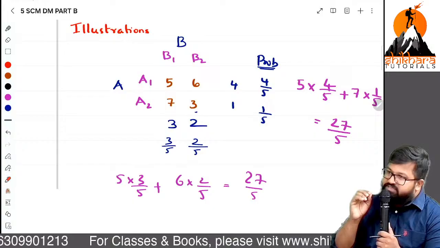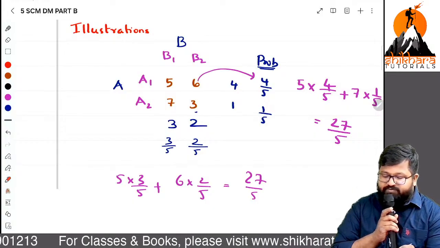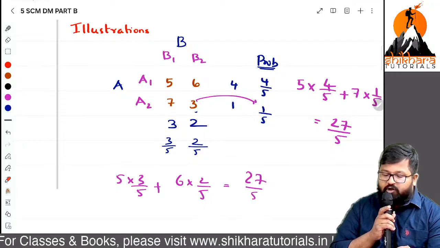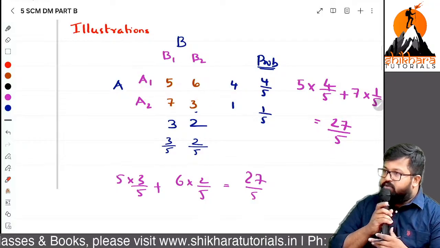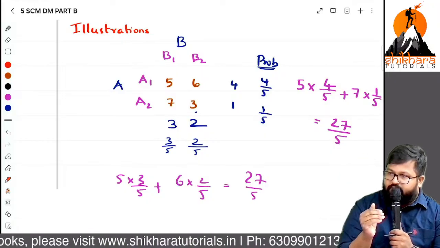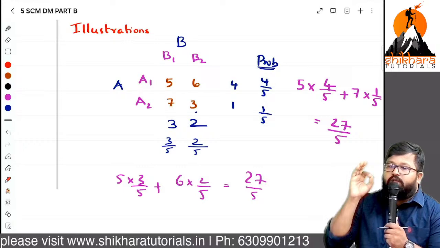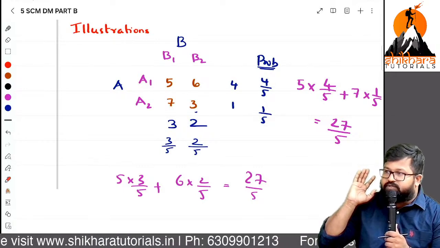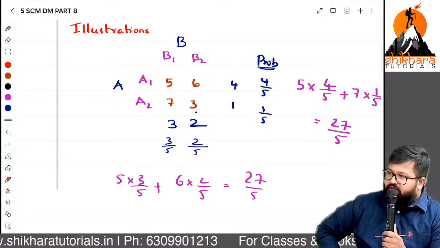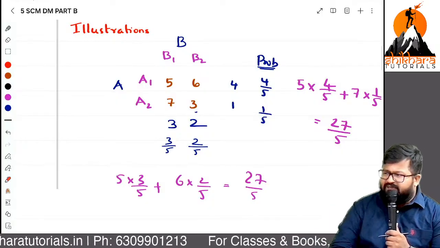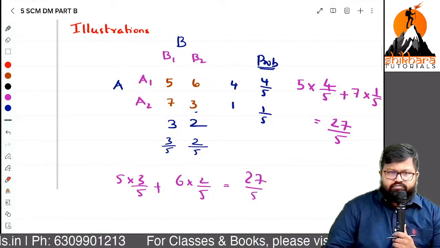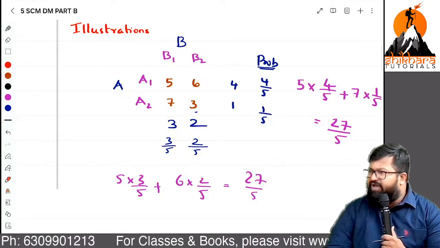Even then you will get the same value, because 6 into 4 is 24, and 3 into 1 is 3. Total 27 by 5. So whatever option you take, the same column part or the same row part, you will get the exact same value. So what is the value of the game in this case? 27 by 5. If you write it in decimals, that is 5.4. 5.4 will be the value.